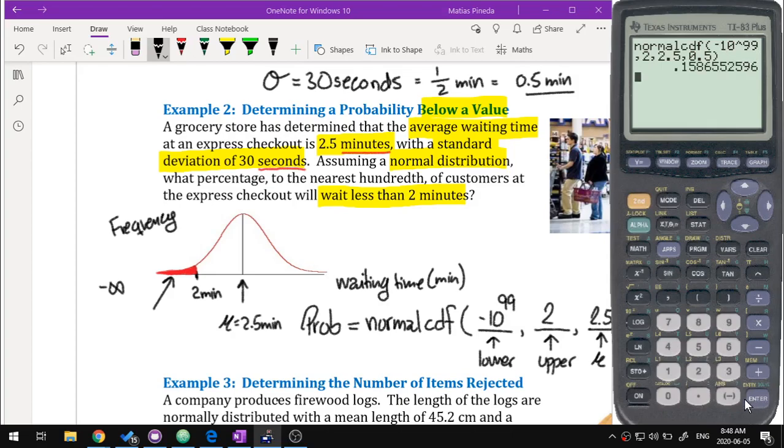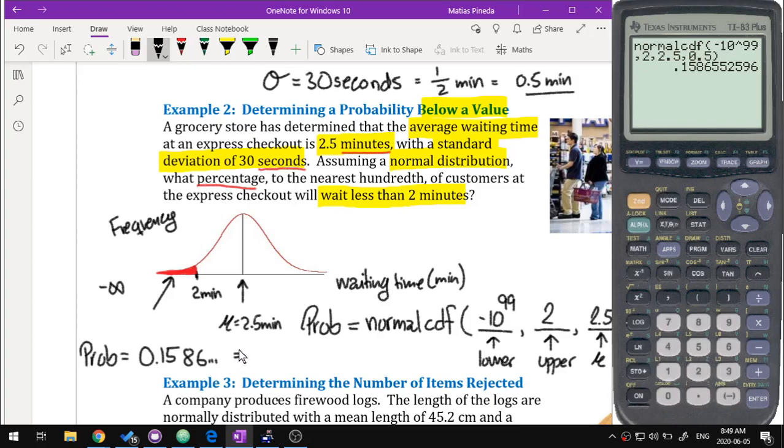We press enter. And this number here is the probability that a waiting time in the express checkout will be less than 2 minutes. Now we're not actually looking for the probability, we're looking for the percentage of people that will have to wait for less than 2 minutes. So what we have to do is take this probability and multiply it by 100. So our probability here from the calculator is 0.1586, and then there's more decimals.